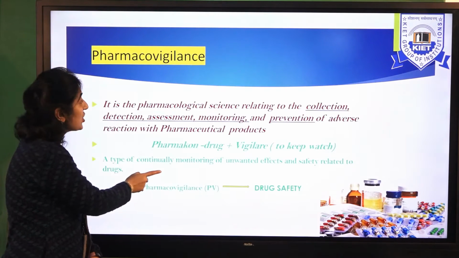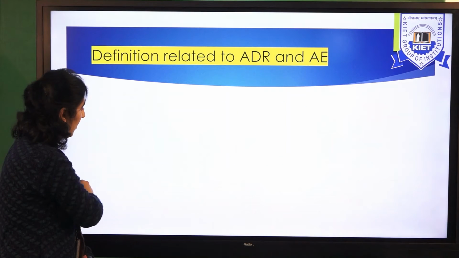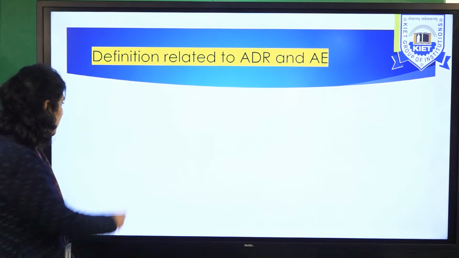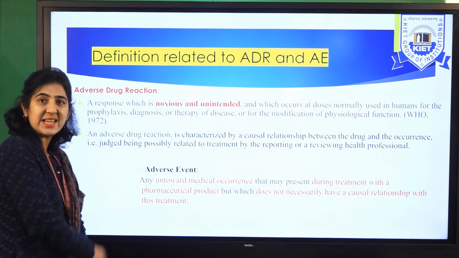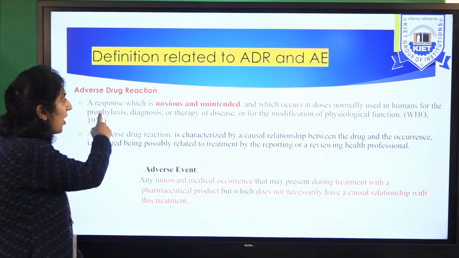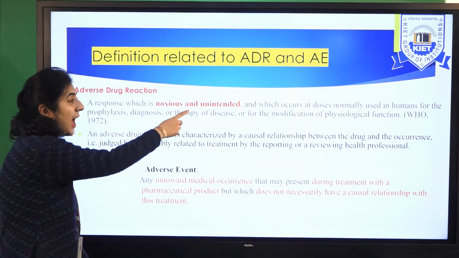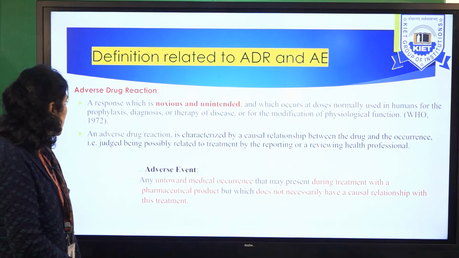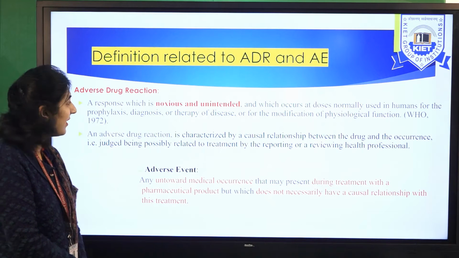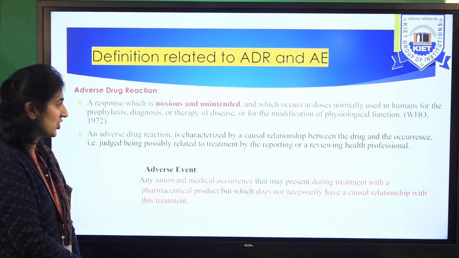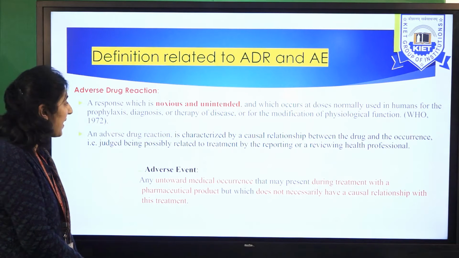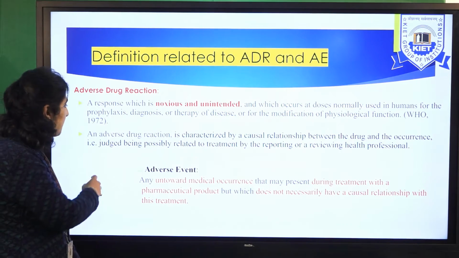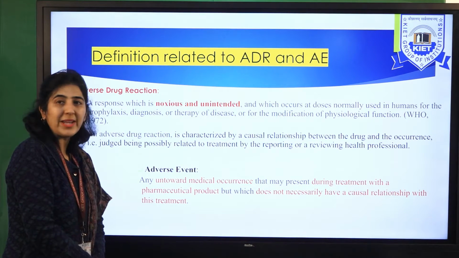So let's see the definition of adverse drug reaction. Definition related to ADR and adverse event. Now, what is an ADR, adverse drug reaction? It's a response which is noxious, which is bad, and unintended, that means not intended, and which occurs at the doses normally used in humans for prophylaxis, diagnosis or therapy of disease, or for the modification of physiological function. This is the WHO definition. Basically, it is characterized by a causal relationship between the drug and its occurrence. That is, it is at least possibly related to treatment by the reporting health professional.